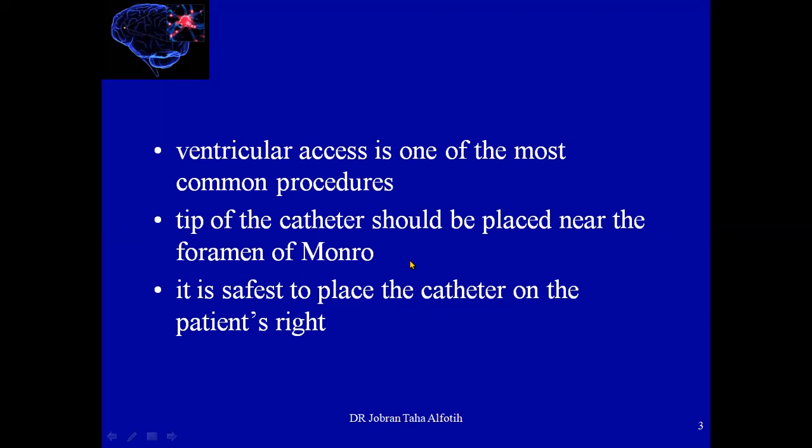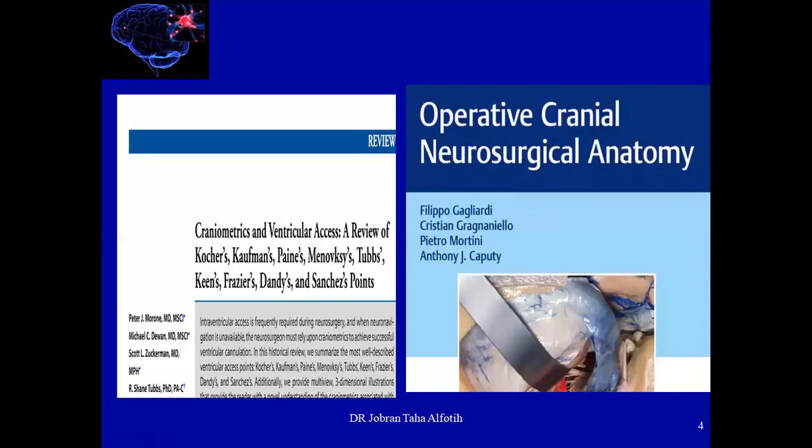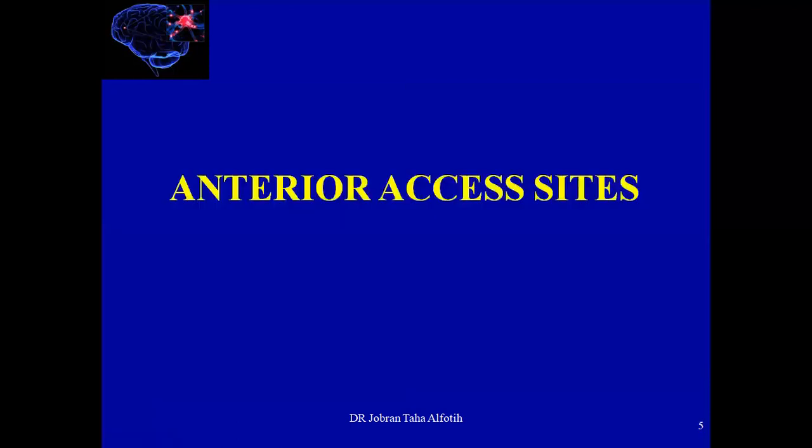So it's safe to place the catheter on the patient's right side in most patients, because the right side is the non-dominant side of the brain, and an injury due to the catheter cannot induce any neurological deficit for the patient. But actually, sometimes we do this on the left side according to the anatomy, according to the pathology, according to the compression of the ventricle system.